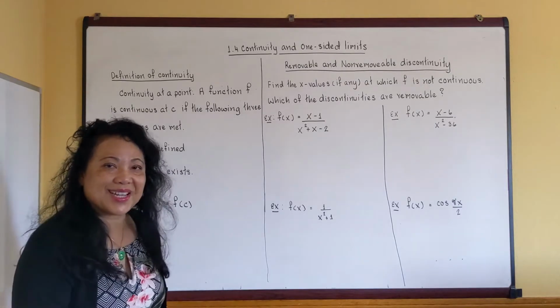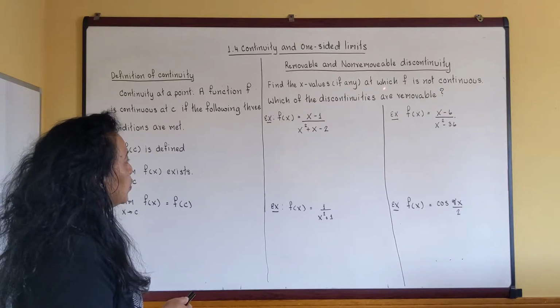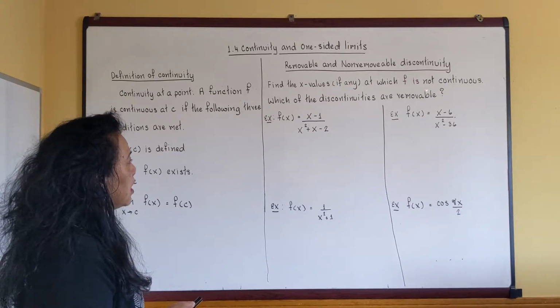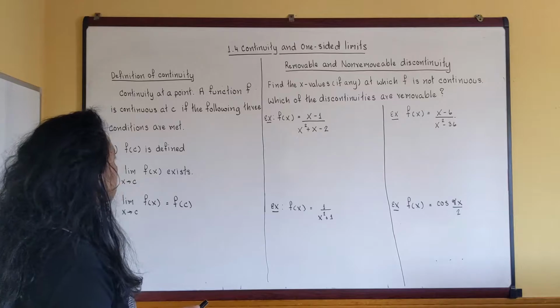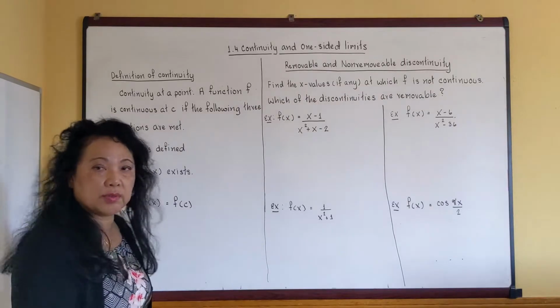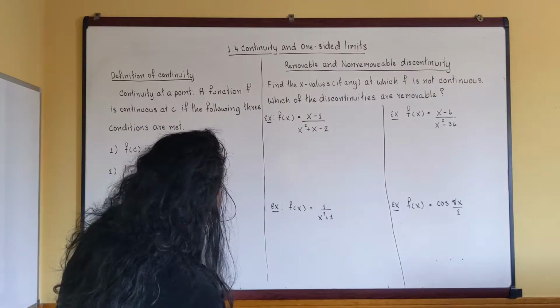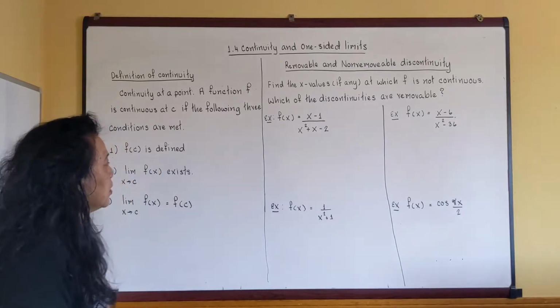Let's look at our example. Find the x value, if any, at which f is not continuous. Not continuous is the same as discontinuous. Which of the discontinuities are removable? So let's look at our first function here. f of x is equal to this rational expression.